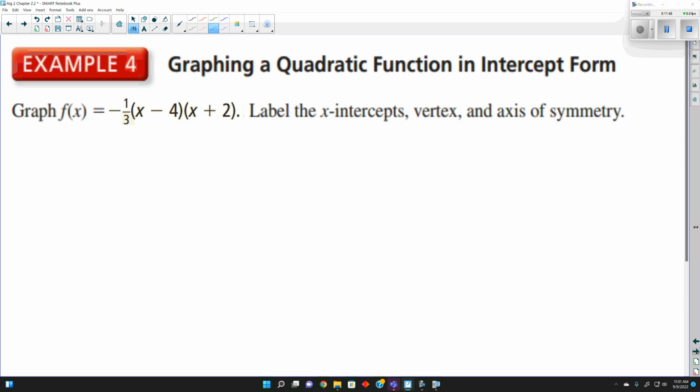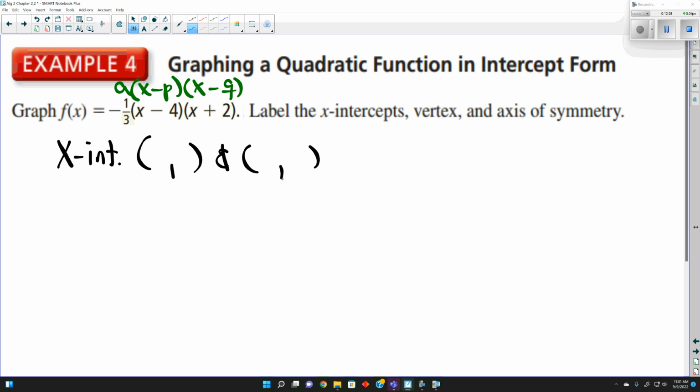So again, for this one here, we want to label or identify the x-intercepts, our vertex and the axis of symmetry. Now the general form for this here is our a times x minus p times x minus q. And the x-intercept is going to be 2 ordered pairs. And it's given to us by the form of p comma 0 and q comma 0. So we know for certain the y values for both of these are going to be 0 and 0.